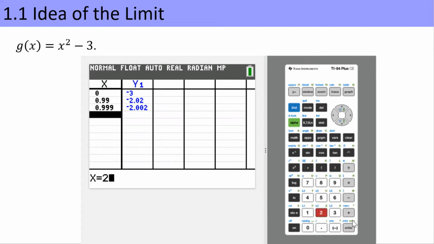Now let's pick a number to the right of 1. Let's pick a nice whole number like 2. That's 1 unit larger than 1, and the function output is 1. Let's move a little bit closer to the number 1, so we'll go to 1.01, and that gives us -1.98. Let's get even closer to 1, like 1.001. Enter. Now we have -1.998.